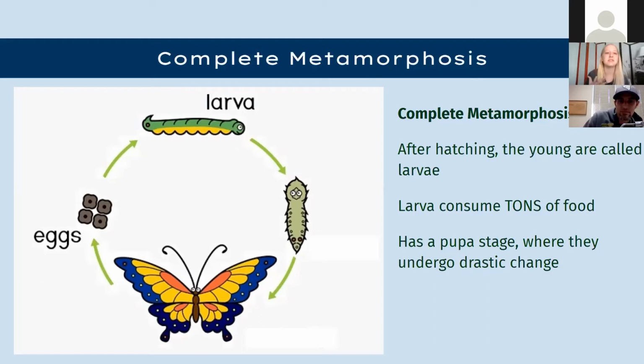The larva needs to consume a ton of food. It takes in a lot of energy, because it has to go through a pupa stage, and this is where they undergo a drastic change. In this case, we would call it a chrysalis, where the butterfly goes into a cocoon, goes through a ton of development, and then emerges as an adult butterfly. So this would be complete metamorphosis. We know this because it consumes a ton of food and it goes through a pupa stage. It's almost like a state of dormancy where they go through a huge change.